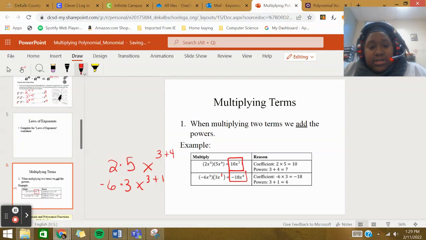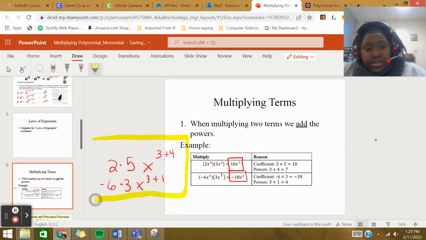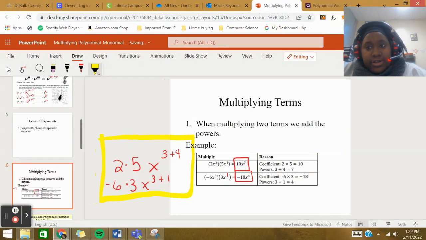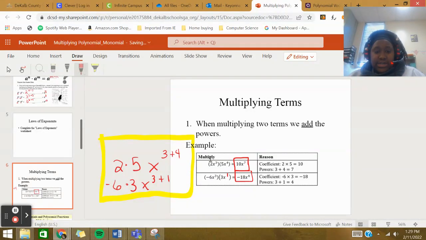Okay. So that's how they got negative 18x to the fourth power. All right. And again, I will write out this part and then add it to my note page somewhere. Okay. But this is the actual math that they just completed. Pause the video at this time to copy down these yellow blocks.